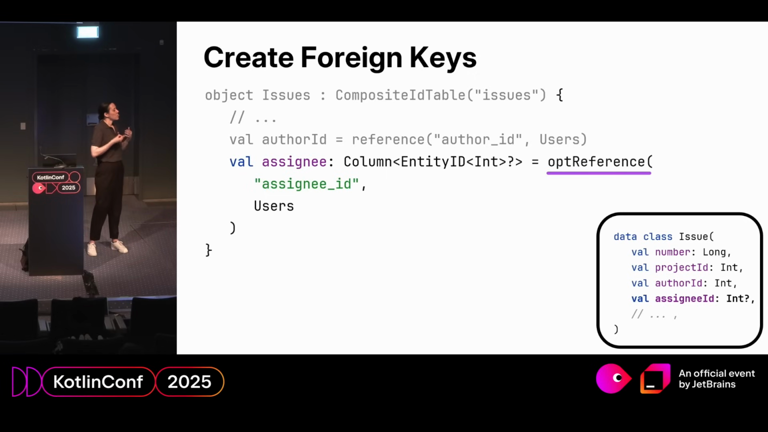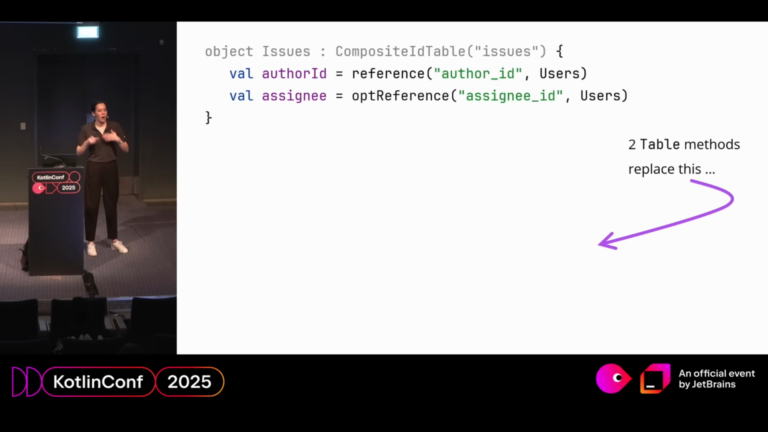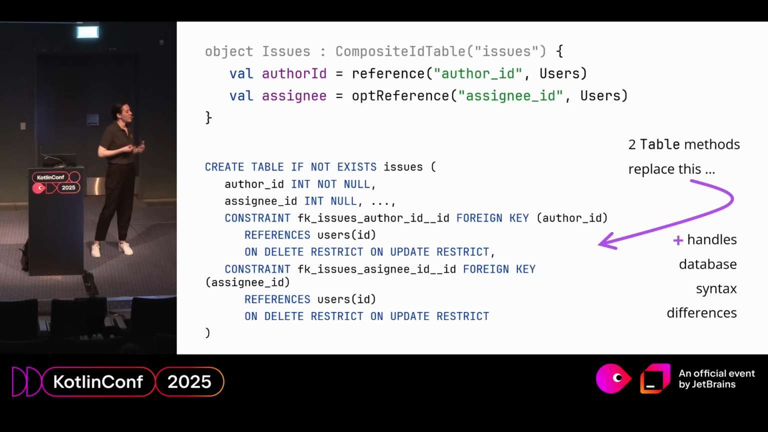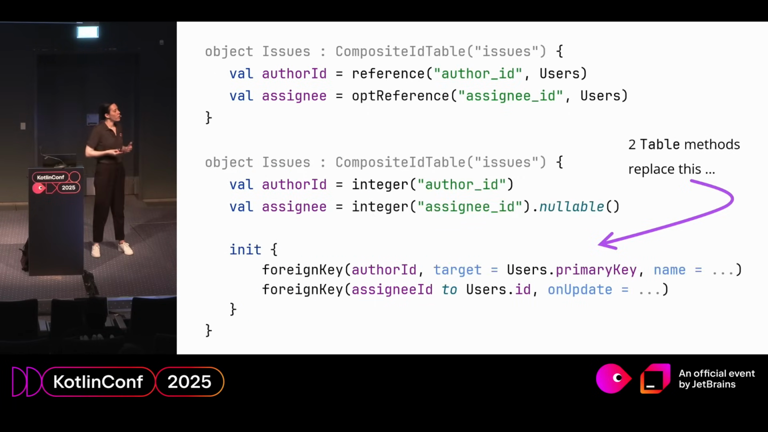Because ultimately, Exposed attempts to always give options when it comes to how you define your data and how you define your schema. You can use convenience functions like this to make your life a little bit easier and replace all the standard SQL that you're used to. Also handle any database differences in case you're using the same objects across multiple databases. Or on a lower level, you can take the full control and you can actually register the columns yourself and create the foreign keys yourself.